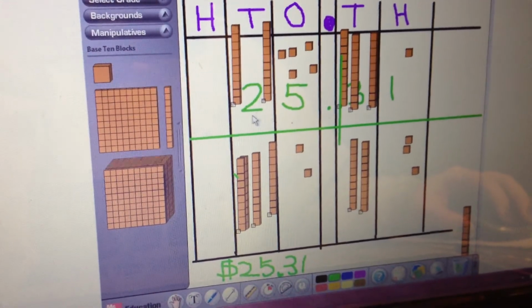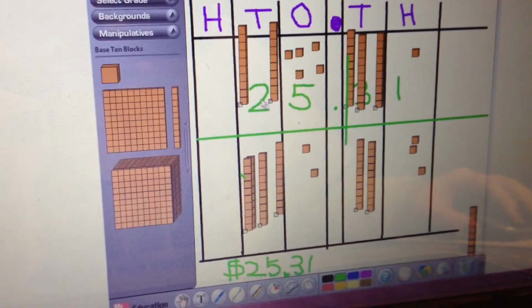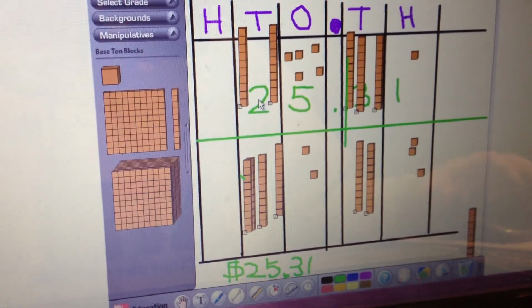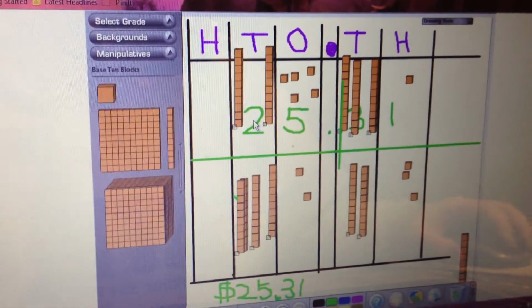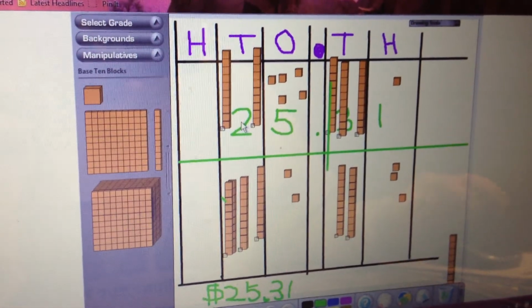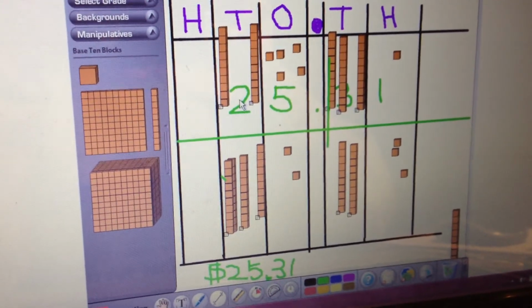But this is our concrete. Then when we add the numbers, it's our semi-concrete. And then going straight to just the numbers is going to be our abstract. But using these base 10 blocks really helps students get an understanding of the place value, especially using the decimals and including the money. And that's how to do it.